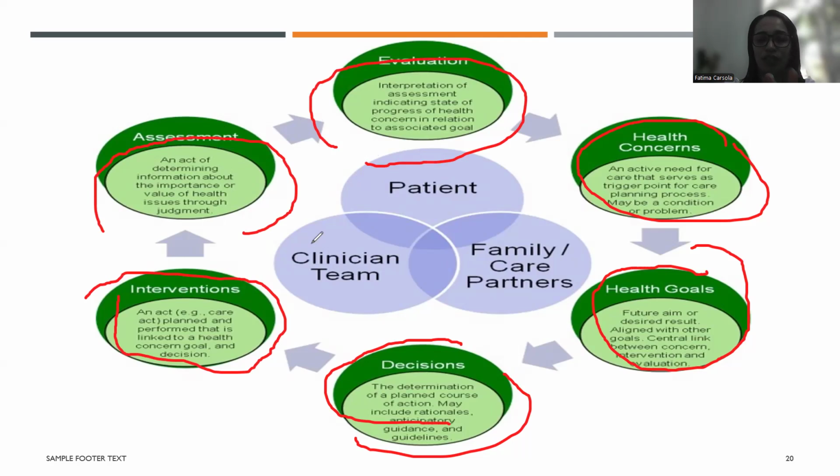So you have to know the condition of the patient, you have to plan, you have to decide what are the most important things to be done, and then you have to intervene. You have to intervene. And then after intervening, you might have to assess the patient again.